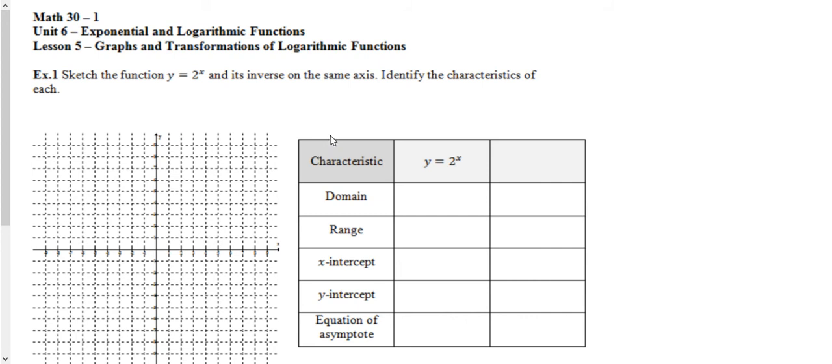Hi everyone, welcome to lesson 5 of our exponents and logs unit. Today we're going to be talking about graphs and transformations of the logarithmic function.